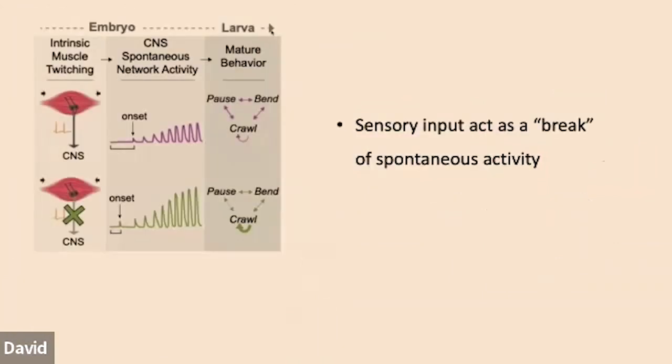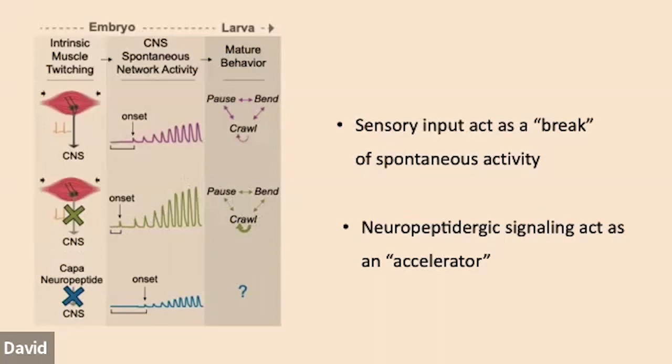So using this, I have found that a specific sensory input that is quite universal that we use to sense our muscles seems to act as a brake on this. So if you remove those sensory inputs, onset starts earlier, and then you also end up with changing the behavior of the animal. So the animal spends more time crawling as opposed to pausing and bending, which is important for finding food.